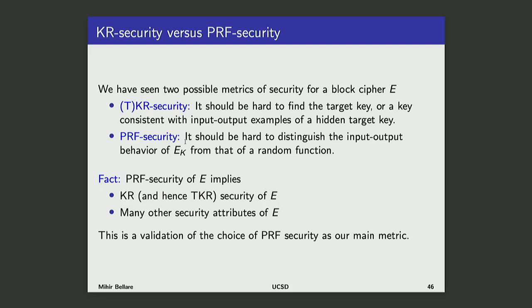Another way of seeing it is the contrapositive. If you give me a way to violate KR security, I will be able to violate PRF security. So for these reasons, once we have PRF security, nowadays what designers do is they just see that as the one attribute you need, and you're done with that.